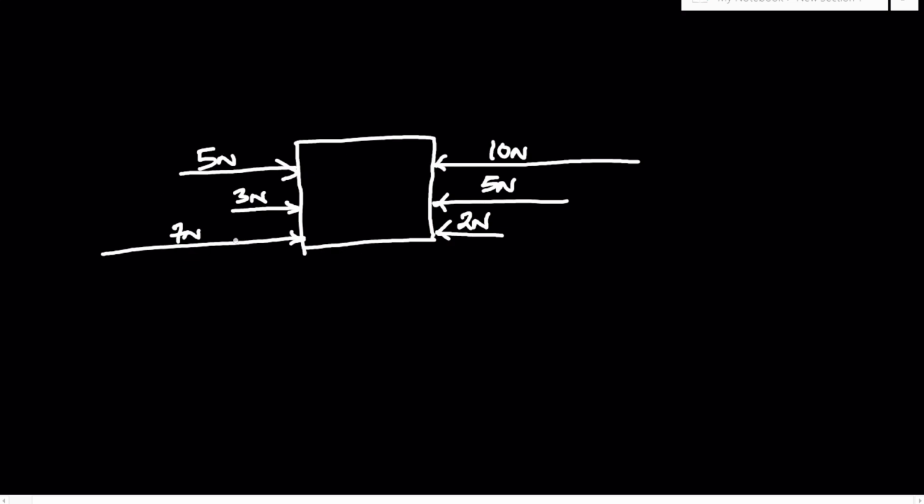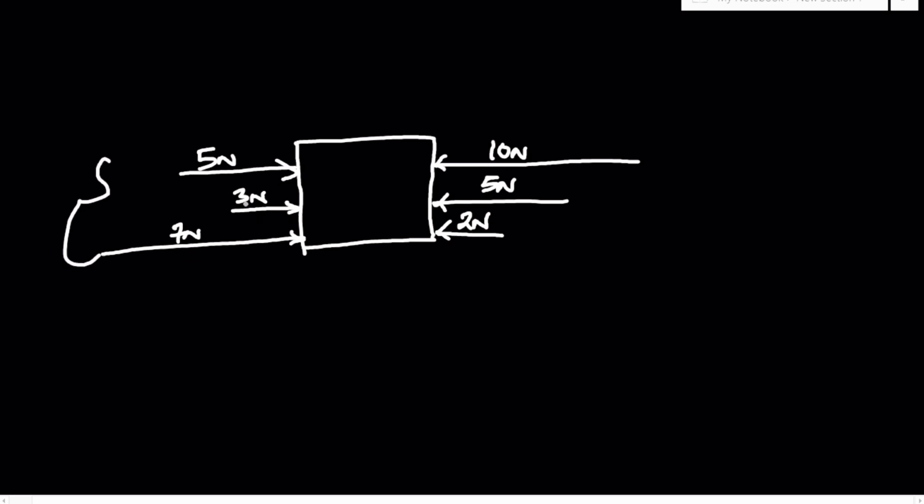Alright, in some cases we can have vectors arranged in this form, where we have a couple of vectors acting on a particular body in the same direction. So if we consider this case, we have three individual vectors acting in a certain direction.